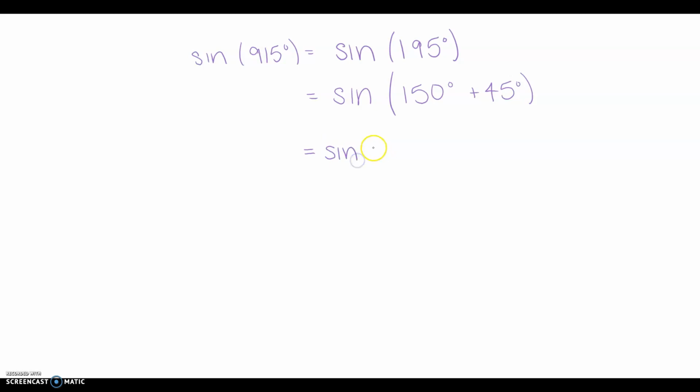So that's going to be sine of the first angle times cosine of the second angle plus cosine of the first angle times sine of the second angle.